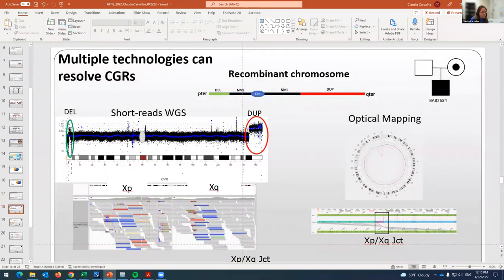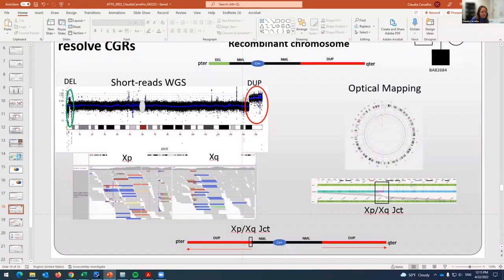So for the simple types of terminal duplication, still complex, but simple in the sense that they are easy to resolve, short reads could very easily detect the duplications and the deletions in the same chromosome, and we could detect the junctions by split reads. Optical mapping was used as an orthogonal methodology and showed the fusion inside chromosome X and the junction between Xp and Xq. And the structure was resolved as expected.